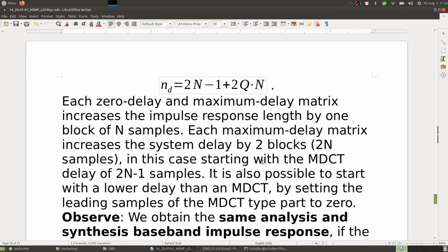In this case, starting with the MDCT delay of 2N minus 1 samples. It is also possible to start with a lower delay with an MDCT by setting the leading samples of the MDCT type part to 0. So then this FA matrix would not be fully occupied. So the leading HA coefficients, H0, H1 and so on, they might be 0. And then you could move it ahead towards the origin and you would reduce the delay.